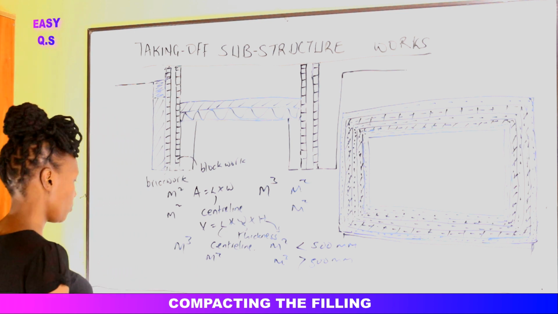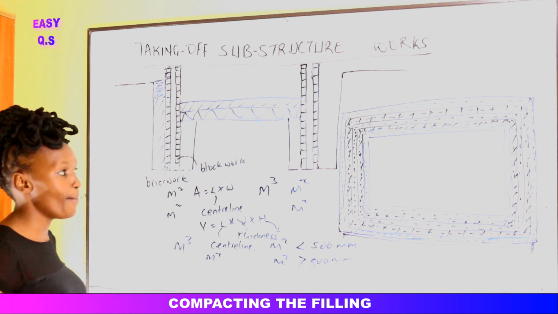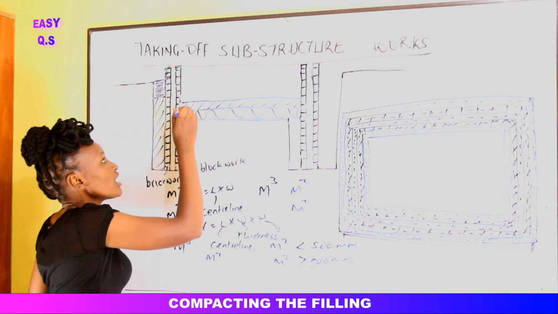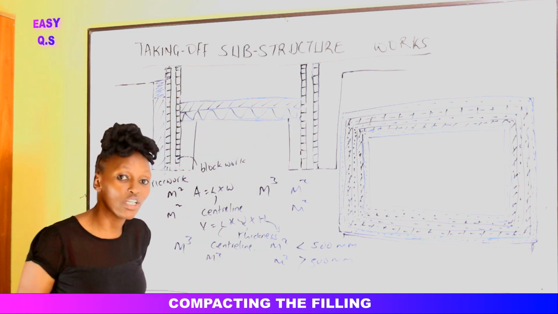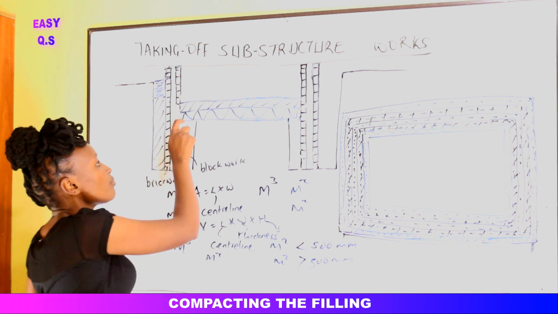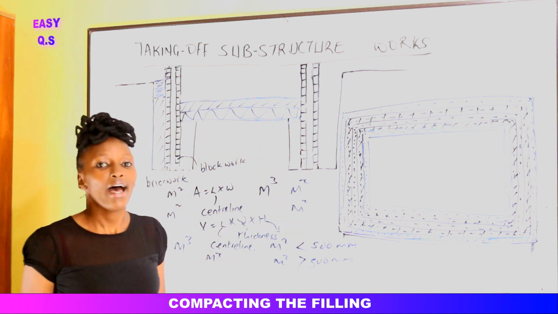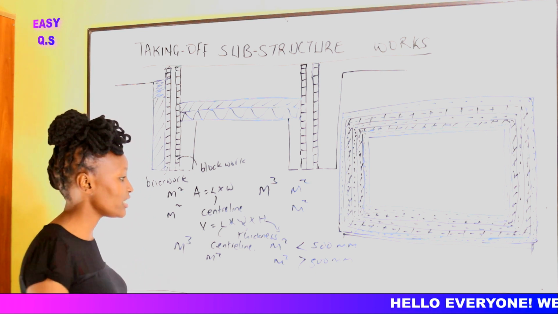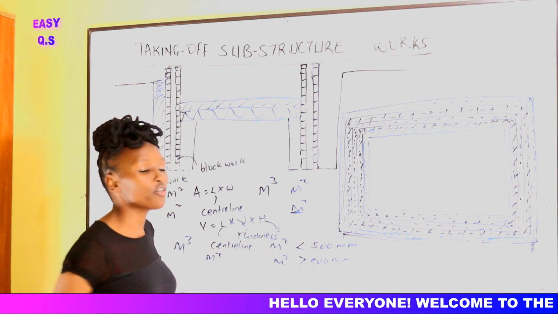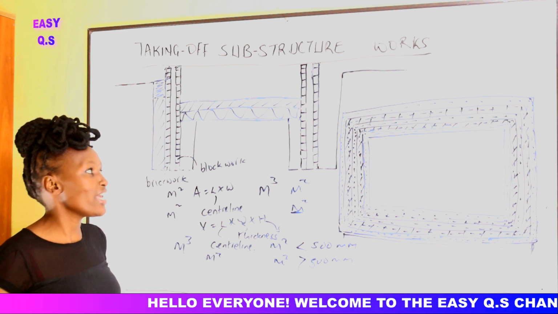Then we shall go to the next thing, which is the damp proof membrane. The damp proof membrane shall be laid on top of the floor insulation. If it's laid on top of the floor insulation, we shall take it off by measuring it, and we are told in the NRM 4 it is in terms of meter squared, so it's the area.